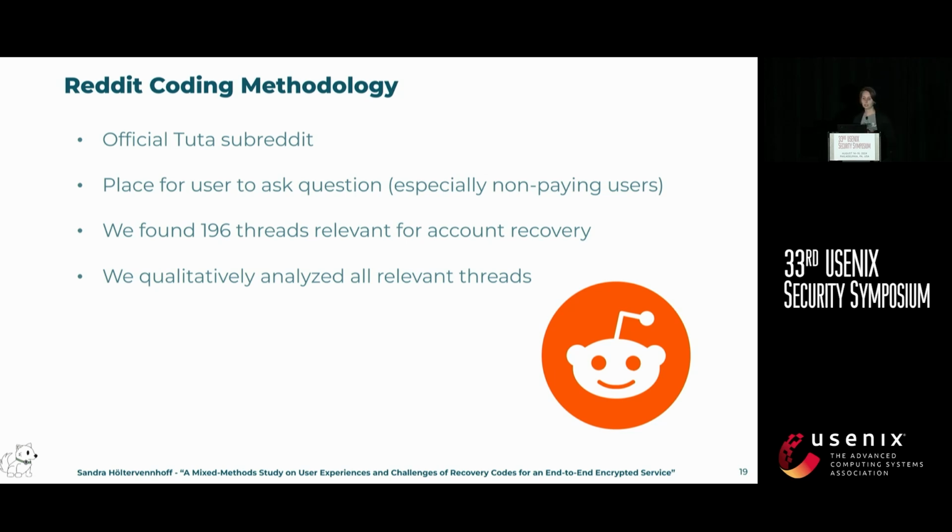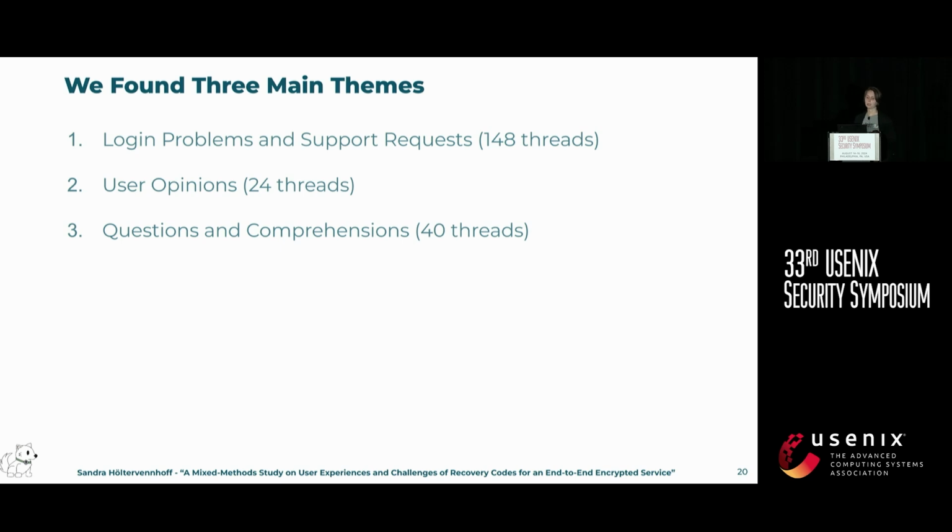As Tutao only offers customer support for paying users, the subreddit is a valid way, especially for free users, to ask questions. After some data cleaning, we found 196 threads relevant for account recovery or recovery codes, which we qualitatively analyzed with pre-coders. We found three main themes. First, threads in which users had problems with their login. Second, user opinions about the recovery code, for example, users ranting that the recovery code is insecure. And third, users' questions about the recovery code and its functionalities. And for some threads, these themes could also co-occur. Because of time reasons, we will mainly look at the login problems and support requests of the users.